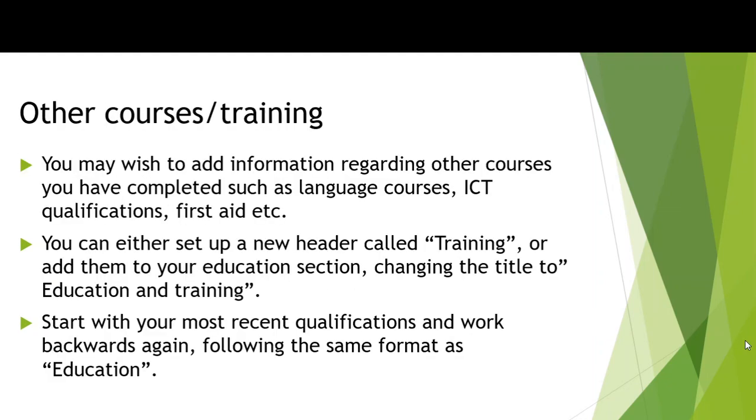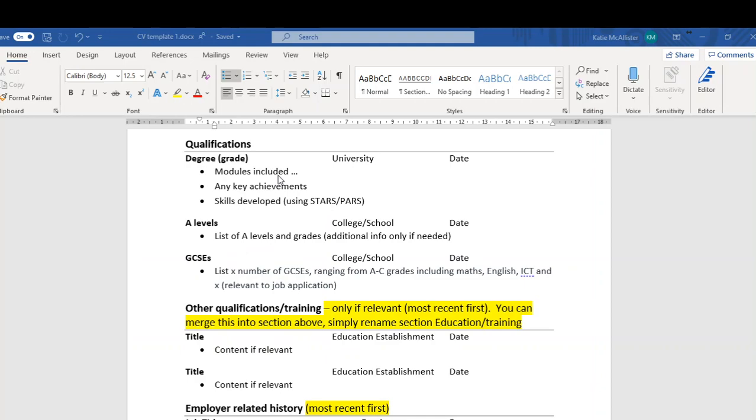There may be other qualifications or training that you wish to include. Now, if this is the case, you can either give yourself a new area called training, or you can add it under your education/training section. It will include things such as first aid, language qualifications, but it is up to you the format that you use. You can see here on our CV that we've listed our degree with our modules, any key achievements, so you might have been learner of the term, and the skills that you developed during this degree.